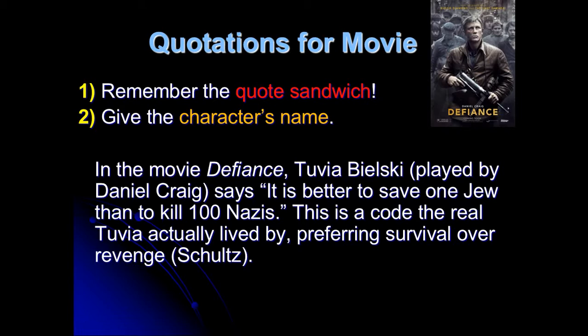Otherwise, don't worry about who the actor is. And then we've got the line that's said in the movie, and then we're explaining that we don't know for sure if he actually said this, but he definitely lived by this code. That's part of what we see in the movie, and that's part of who that actual real person that the movie is based on was. It's part of what he actually believed.